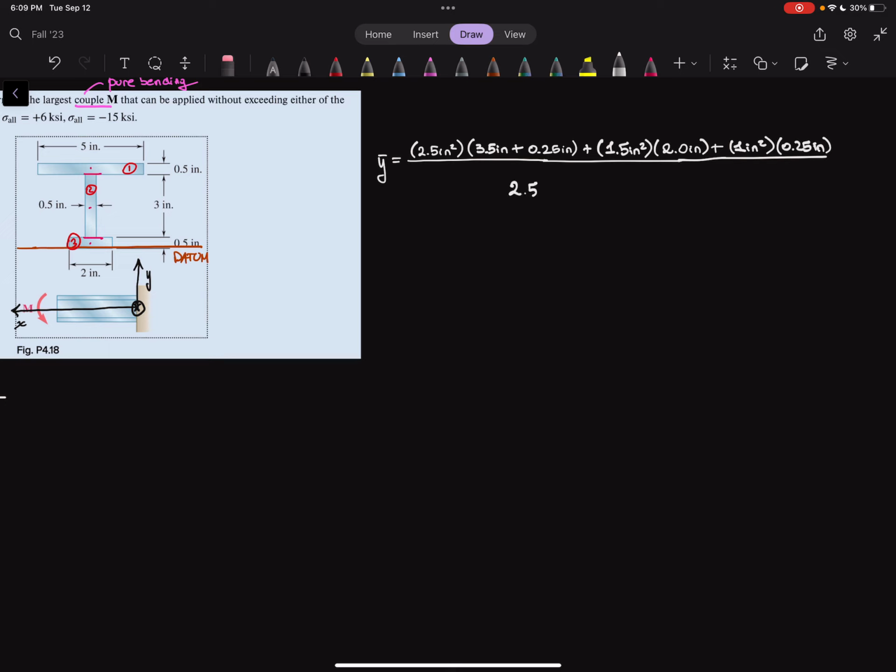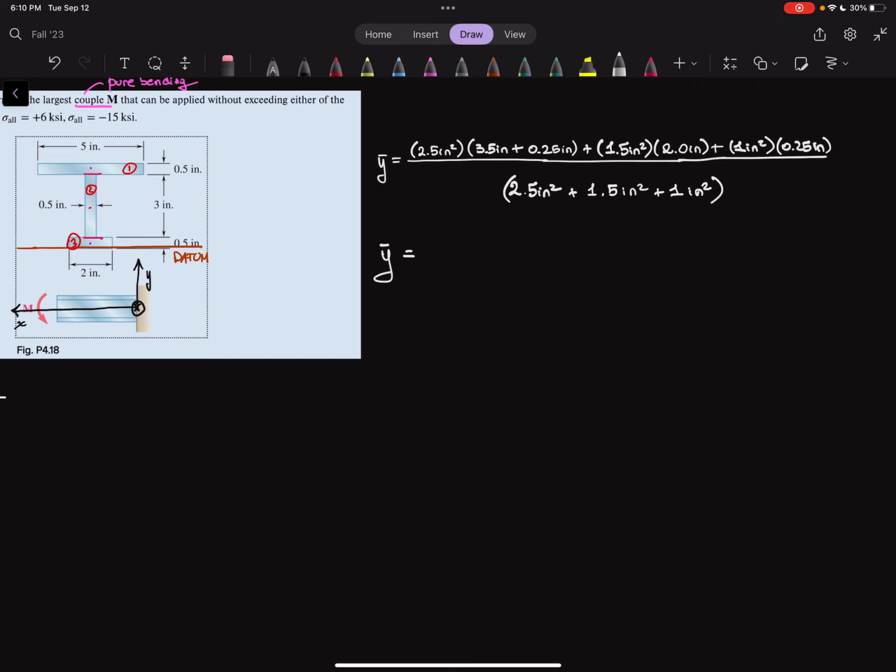So that's going to be 2.5 inches squared plus 1.5 inches squared plus 1 inch squared right there. Now let's throw this into the calculator and let's see what value we get, and then let's see if we made a mistake or not. So 2.5 times 3.5 plus 0.25 plus 1.5 times 2 plus 1 times 0.25, 2.5 plus 1.5 plus 1.